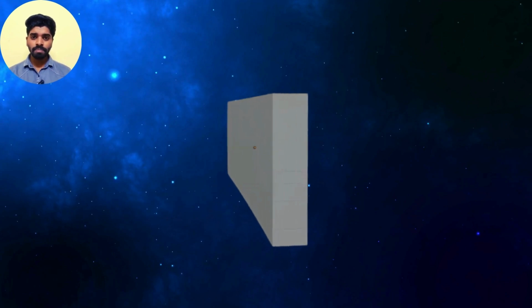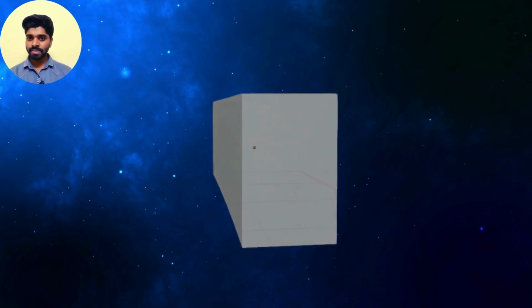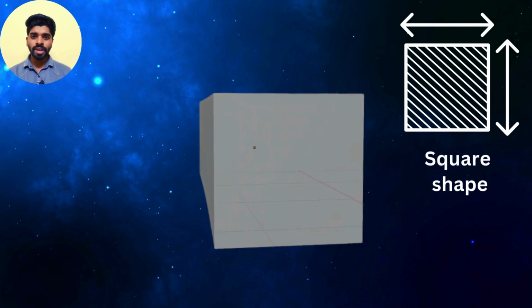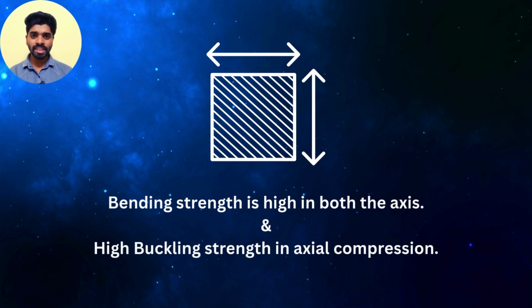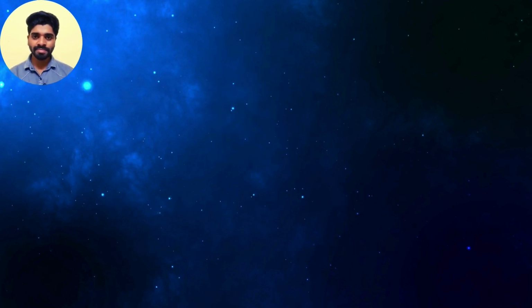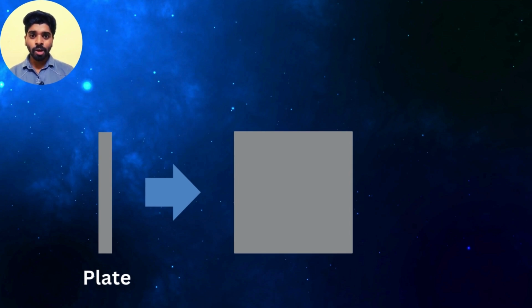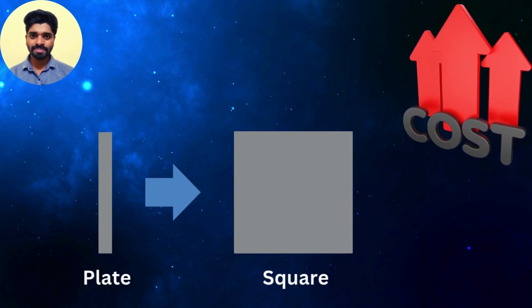So let's try keeping the thickness equal to the depth. Means it is going to be a square section now. Now, this square section has very good strength in bending both in major as well as in minor, as well as its buckling strength also becomes very high. But just see how much the cost is increasing.